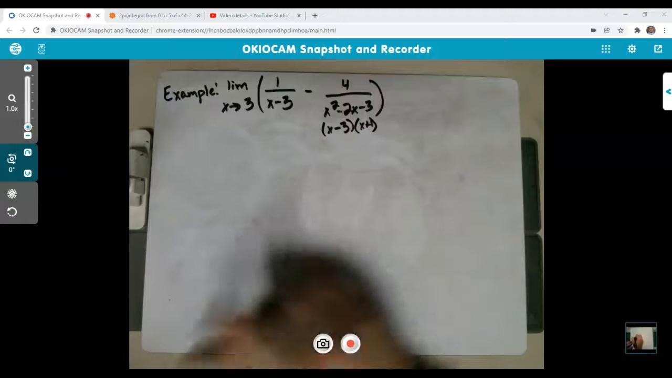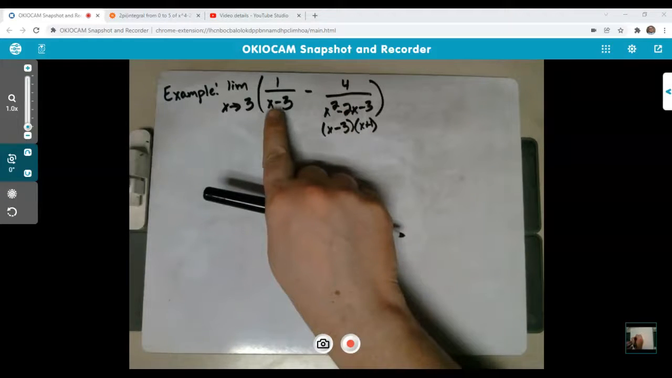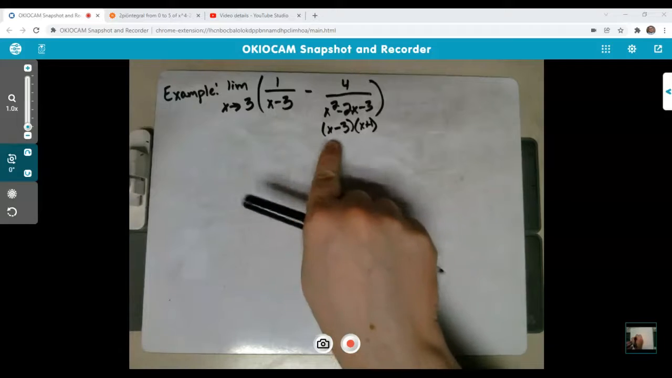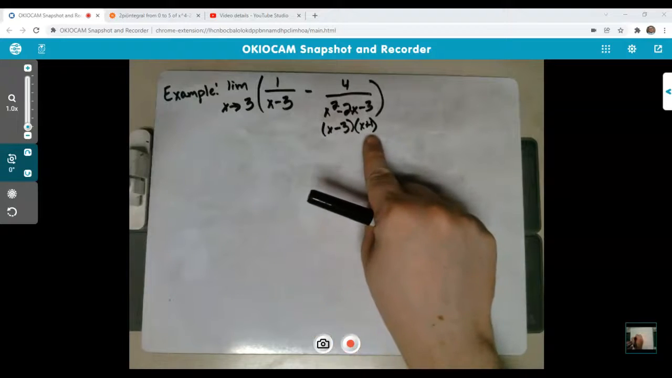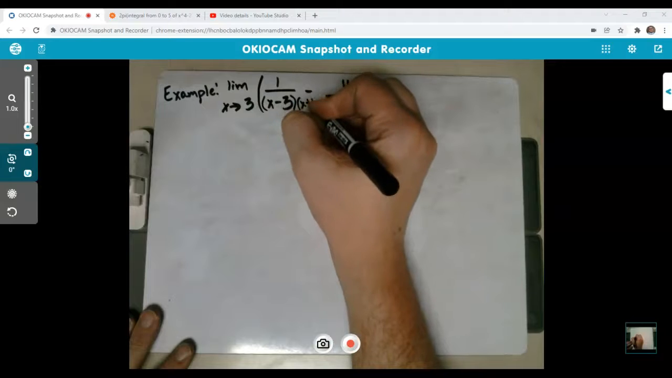So now I need to see what I can do to get a common denominator, right? Well, I see both of them have an x minus 3, so I'm good with that one. But this one also has an x plus 1, so I need to multiply it by x plus 1 to make sure that they match.